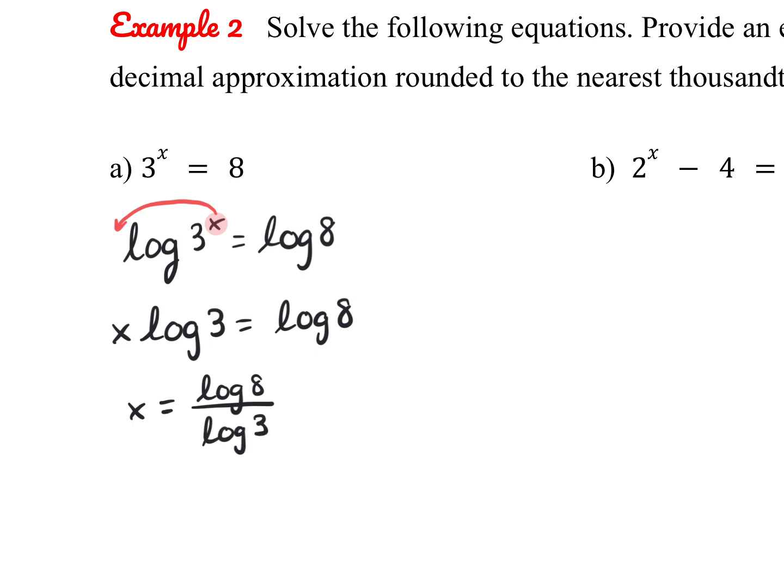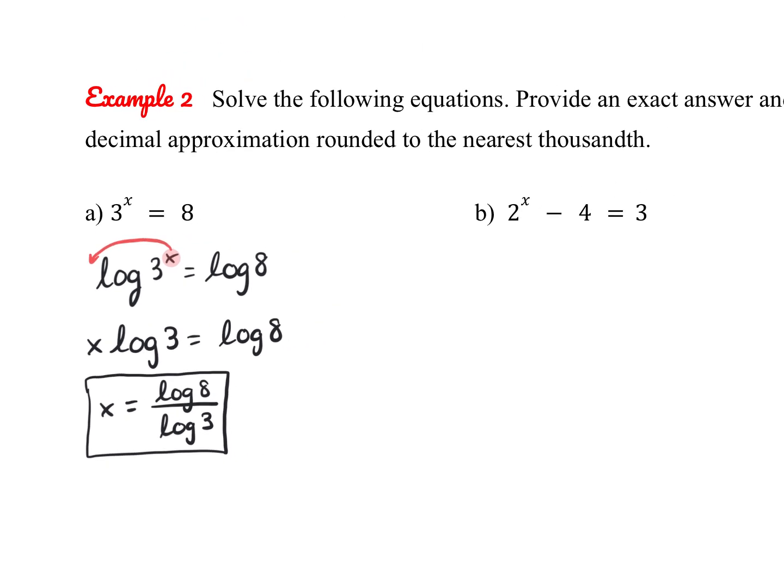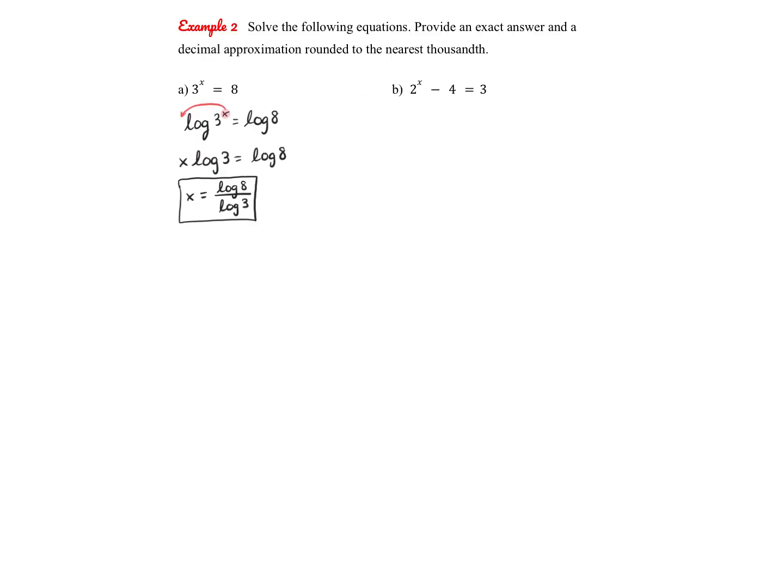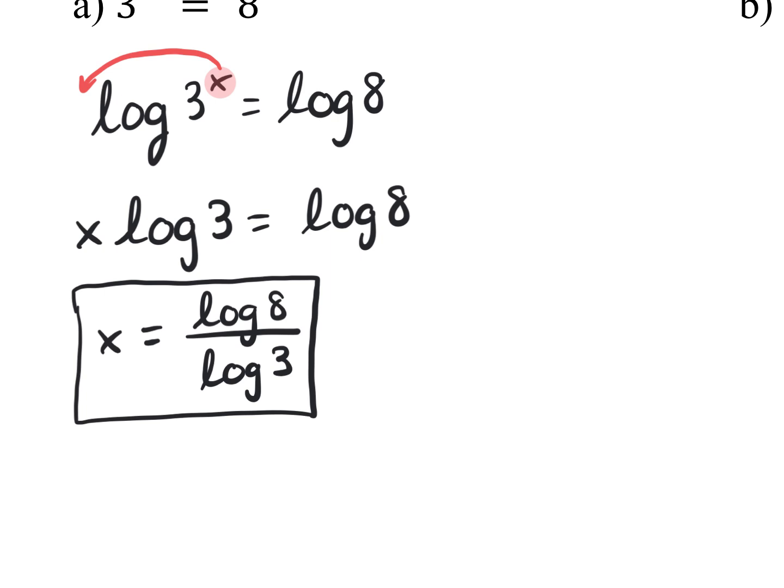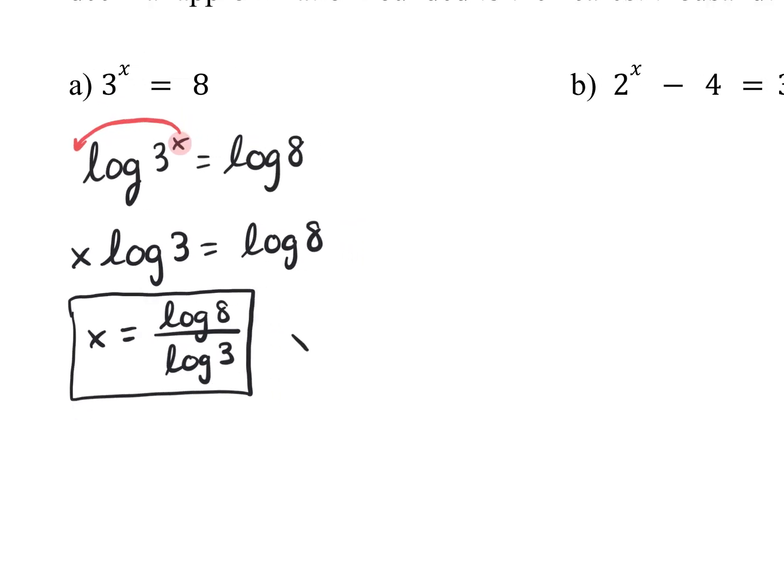Now this would be considered an exact answer. So exact answers will often have a logarithm in them. You see in the directions that we were also asked for a decimal approximation rounded to the nearest thousandth, which is 3 decimal places. So then you would type those into your calculator, common log of 8 and common log of 3, and you could get the decimal approximation. X is approximately 1.893.